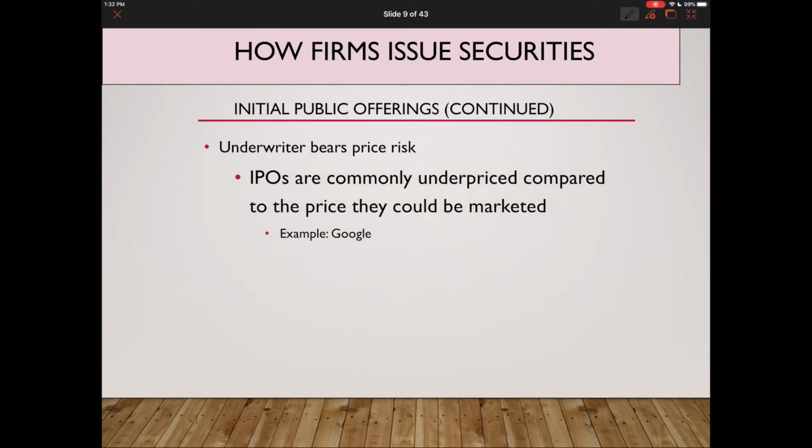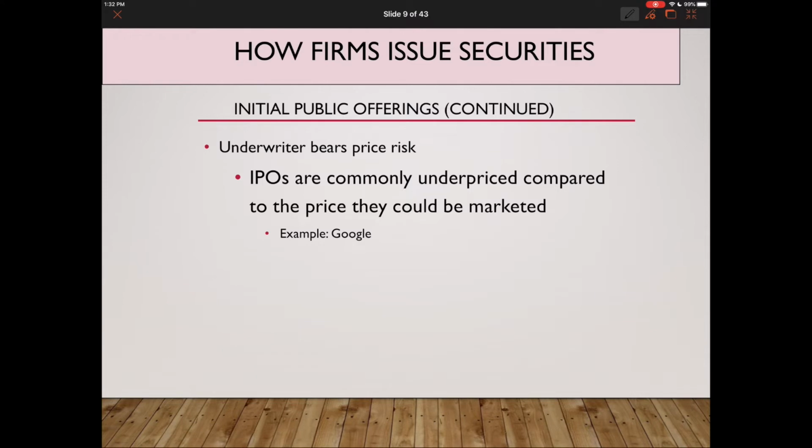So as a result, IPOs are commonly underpriced compared to the price they could be marketed. An example would be Google. So Google went public on August 19, 2004 on NASDAQ with an IPO price of $85 per share. Their return in one day was actually 18%, and then for the course of the year, it was a 229% return on that particular investment.